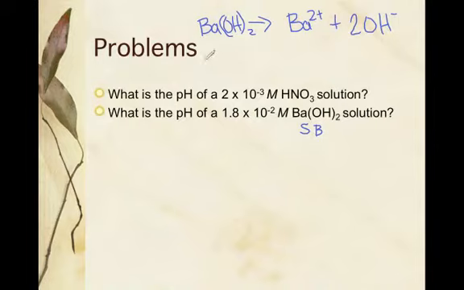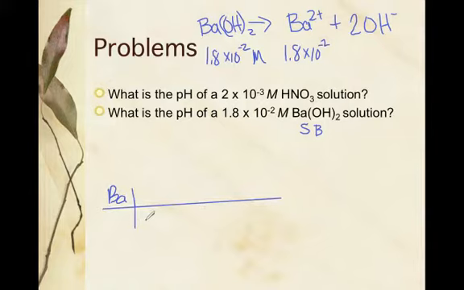So the barium concentration is 1.8 times 10 to the negative 2. We multiply by 2 for the hydroxide, because the coefficient for barium goes down here and the coefficient for hydroxide goes on top. So multiply that by 2, giving 3.6 times 10 to the negative 2.